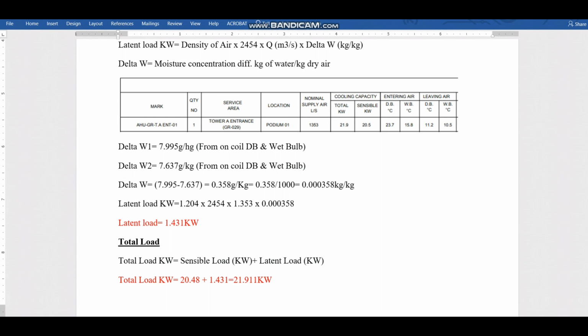So now I'm going to add the total load, which means sensible load plus latent heat. Sensible load, just now we received 20.48, and latent heat is 1.431. So total is 21.931. You can verify in the schedule it is 21.9. So the sensible load and total load are exactly matching when considering the on-coil and off-coil. Okay, so this is for the AHU.